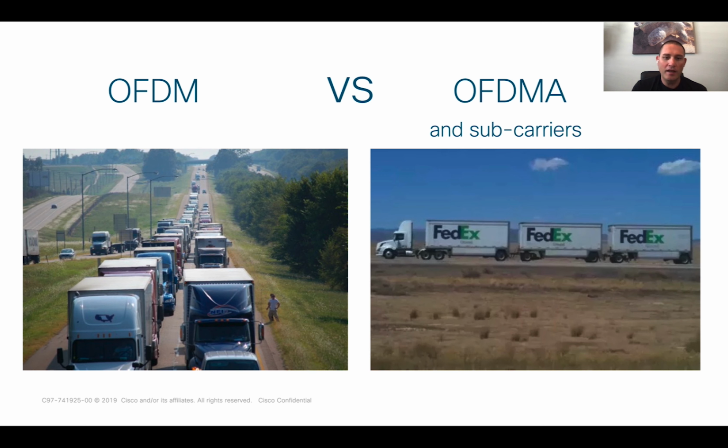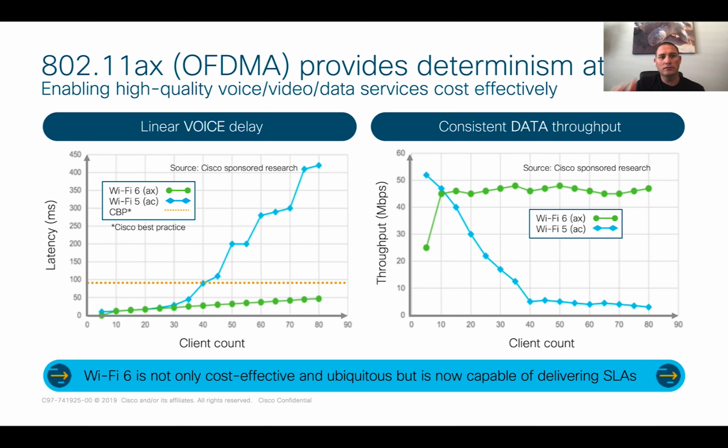And to break it down even more simply, OFDM on the left, OFDMA on the right. So you could see those concepts of resource units and subcarriers being used more efficiently. So very, very easy to understand there.